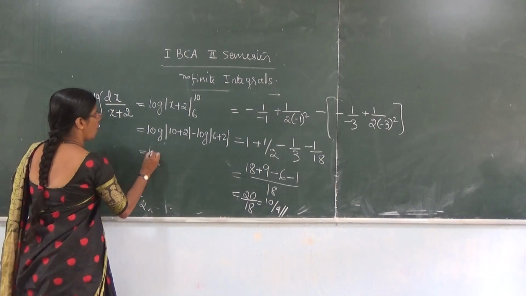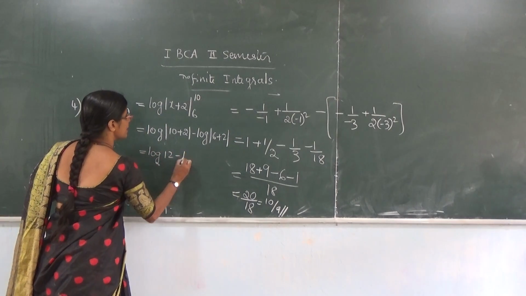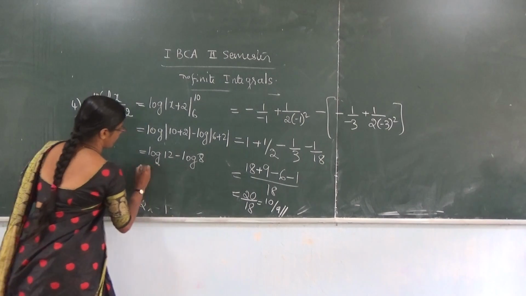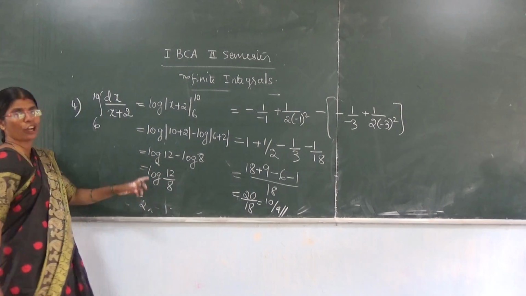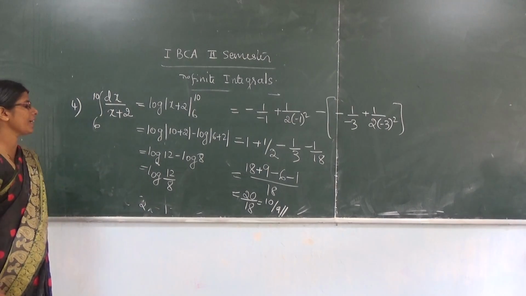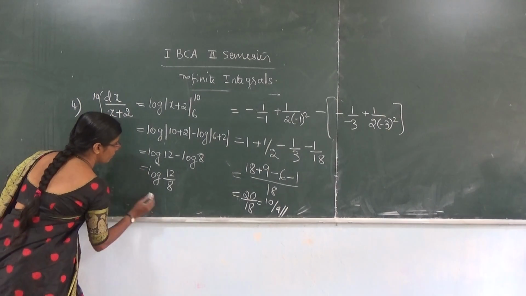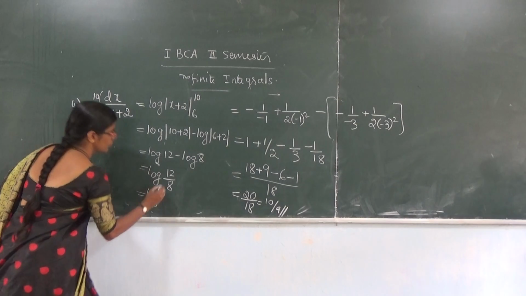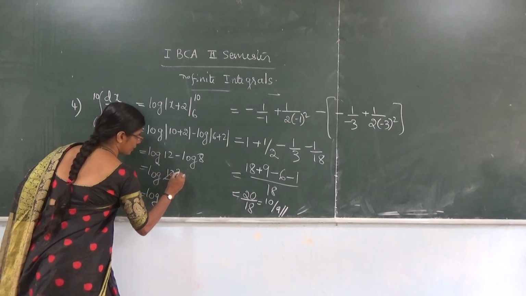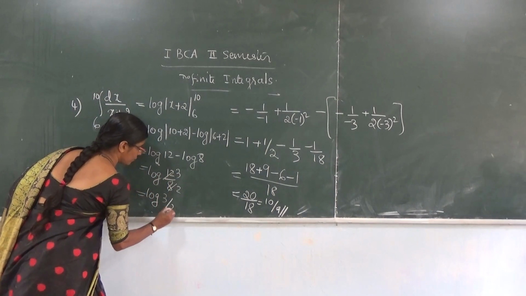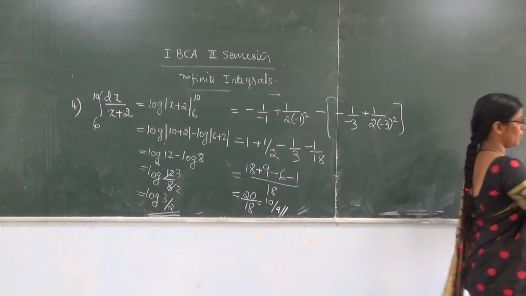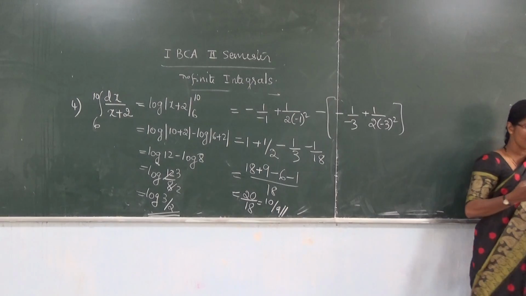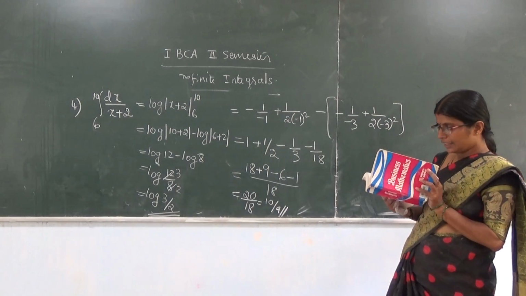So log 12 minus log 8. So that is log 12 by 8. Rules of logarithm: log m minus log n is log m by n. That is log, 4 threes are 12, 4 twos are 8, log 3 by 2. This is the problem; the solution is log 3 by 2.